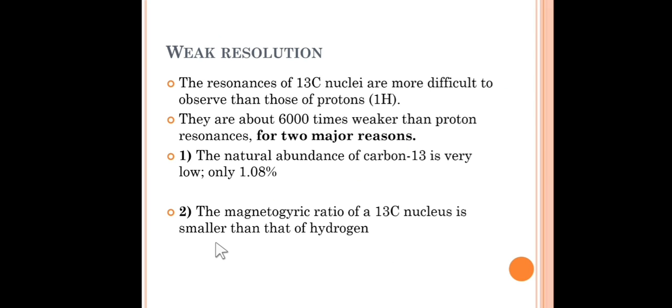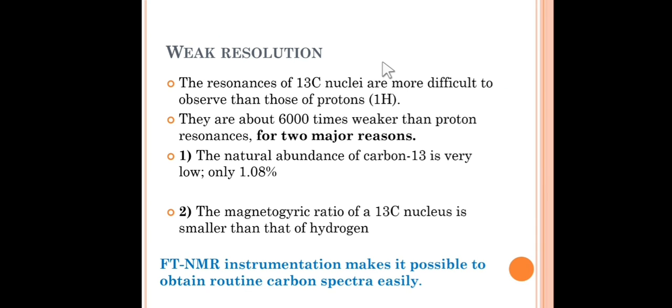Secondly, the gyromagnetic ratio, or magnetogyric ratio, of the C13 nucleus is much smaller than that of hydrogen. That's why the excited state and relaxation give a very weak peak in C13 NMR spectroscopy. These two reasons make C13 NMR about 6000 times weaker than proton NMR. But now advanced techniques are available. One of the most advanced is FT-NMR instrumentation, which makes it possible to obtain routine carbon spectra easily.